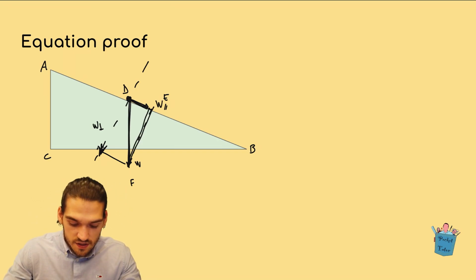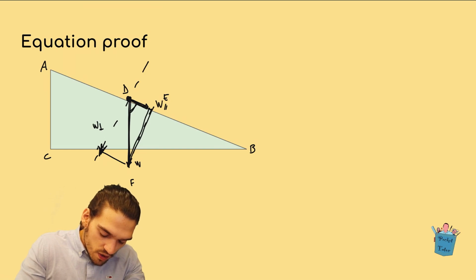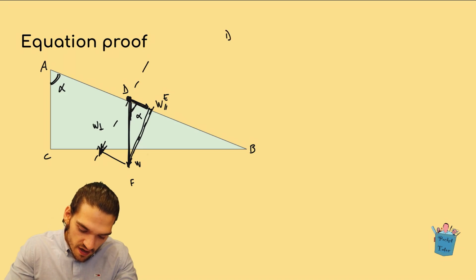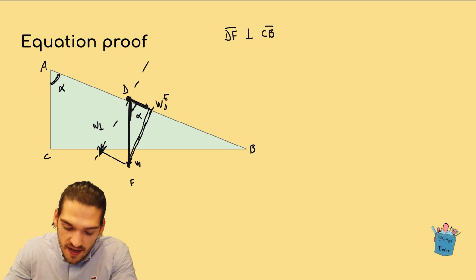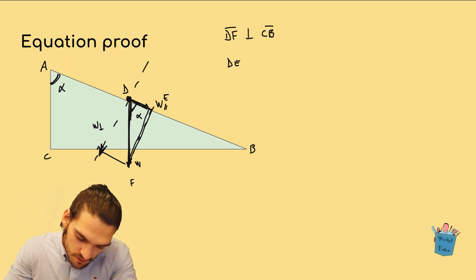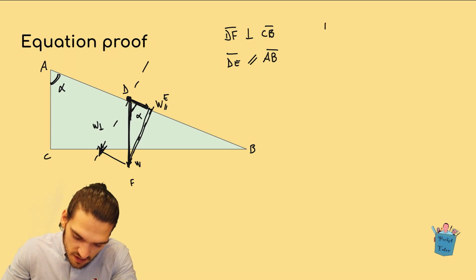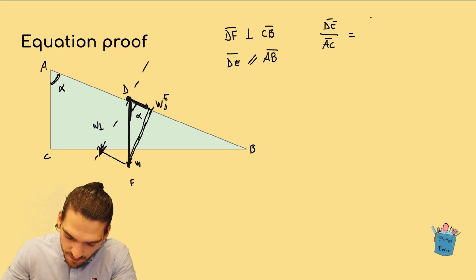And it's quite easy to see that this angle here is the same as this one, and we can call it alpha. And this is because the segment DF is perpendicular to CB, and DE is parallel to AB. And therefore the two triangles are similar. If the two triangles are similar, this means that DE over AC is equal to DF over AB.